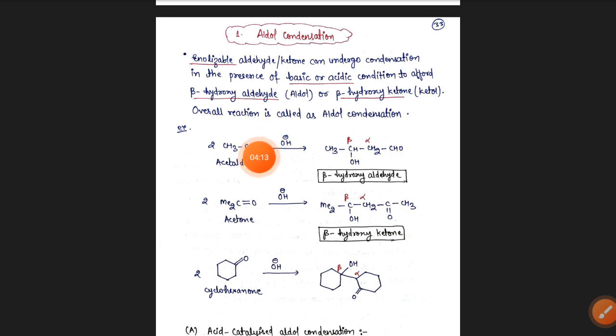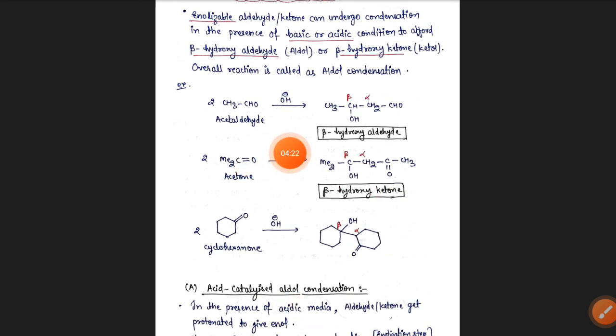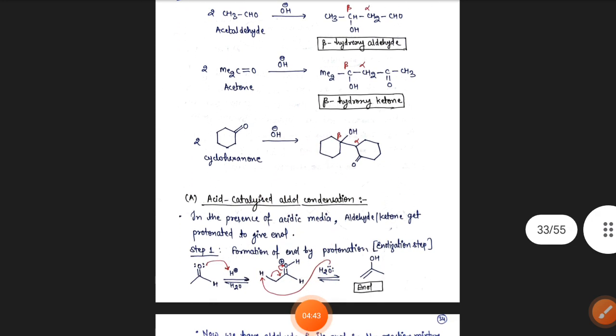In the case of aldol condensation, 10% baryta or NaOH is required. Basically two molecules of aldehyde or ketone are needed here, and the base, that is NaOH or KOH or baryta, is present here, and the beta hydroxy aldehyde is produced. Next, if acetone is used, then beta hydroxy ketone is produced. If cyclohexanone is here, then a cyclic alpha beta unsaturated compound is formed.